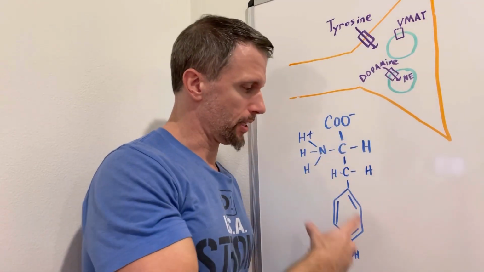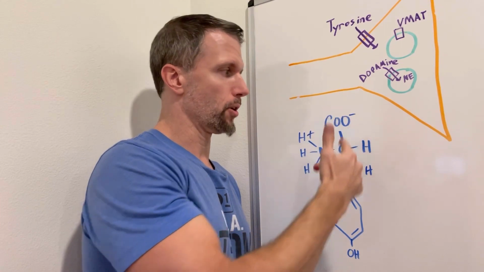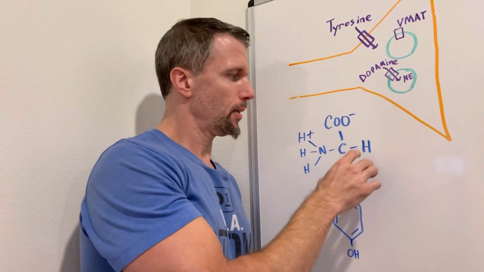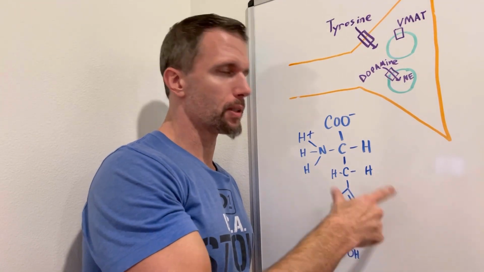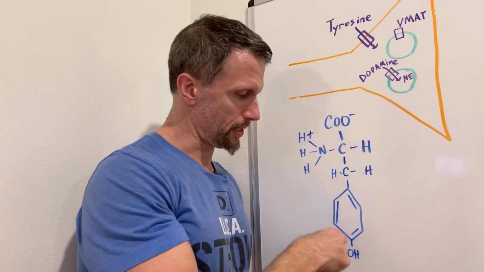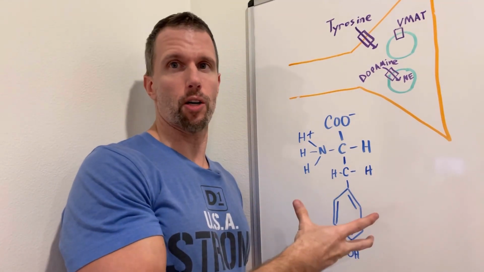And this is what tyrosine looks like. It's an amino acid, has an amino group, an acid group. We have this in zwitterion form. It also has a hydrogen and then the R group. And the R group is what makes each amino acid different. This one has a methylene group, a benzene ring with a hydroxyl group. So this is tyrosine, and this is where it starts.